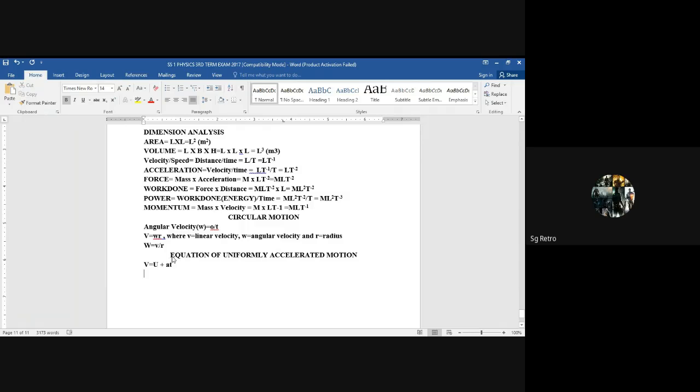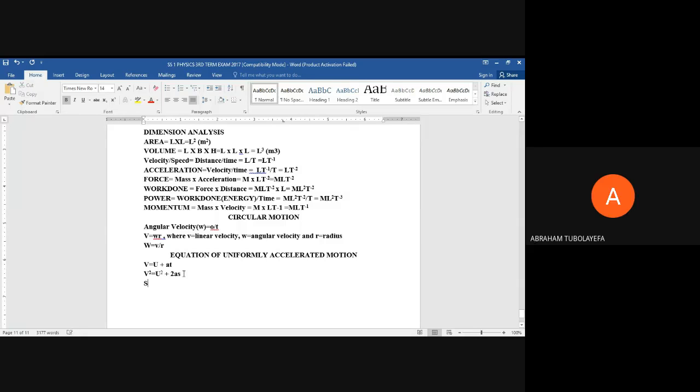V square is equal to U square plus 2AS. Yes. V square is equal to U square plus 2AS. Then the other ones are like opposites.